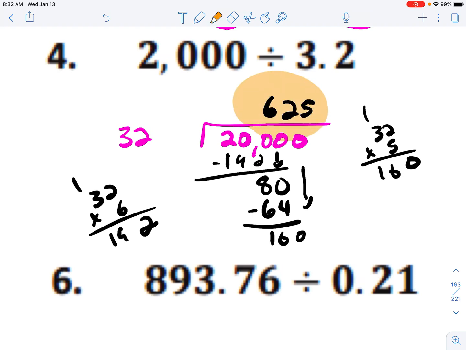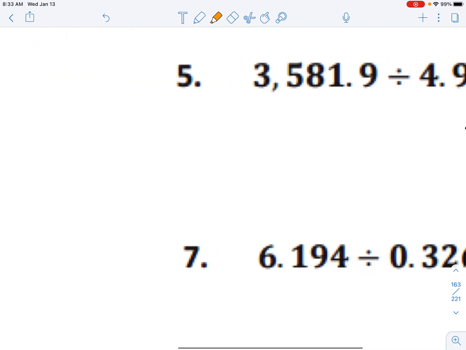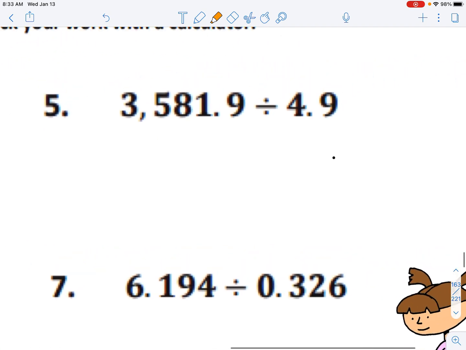And we are. So our answer to number 4 is 625. If a number does not have a decimal, you're going to have to add the decimal to the end of the number, move it one place to the right, and add a 0. Okay? Let's look at number 5.